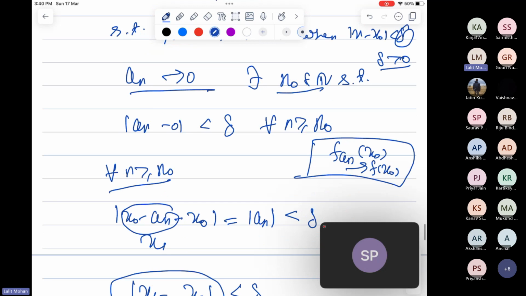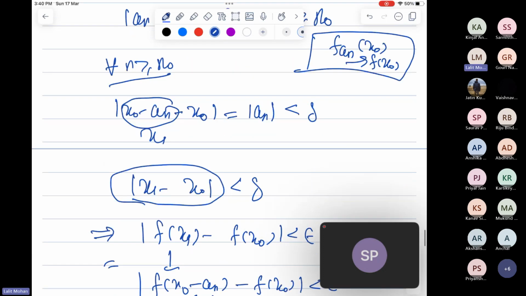Now it is given that an tends to 0. This delta is a positive number. So for this delta, we are able to find a stage n naught such that |an - 0| is less than delta for all n greater than or equal to n naught. Right? Here I just apply the definition of limit. What do you mean by limit of an equal to 0? That's all. I just apply that definition.